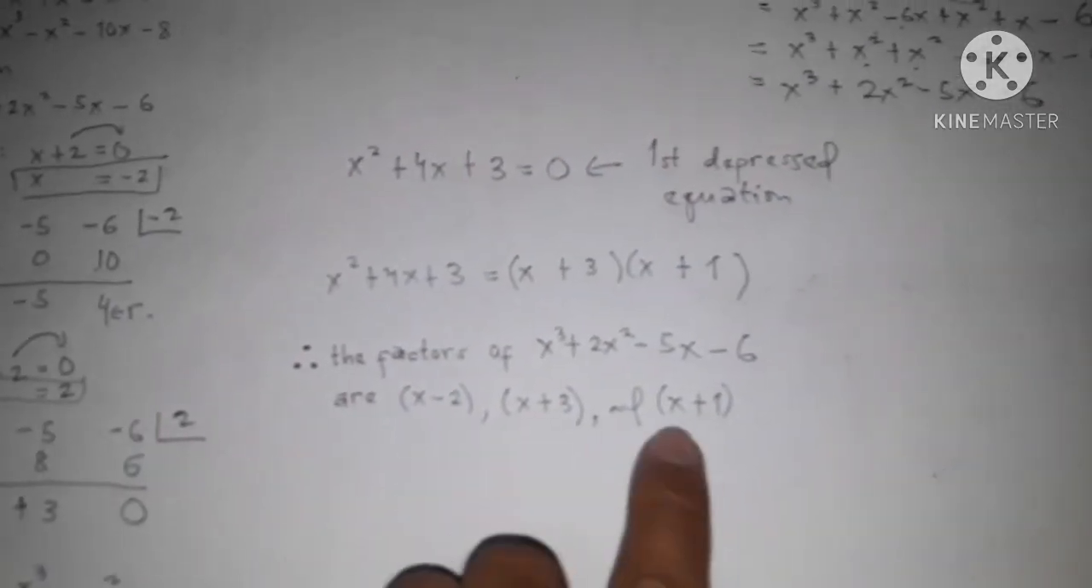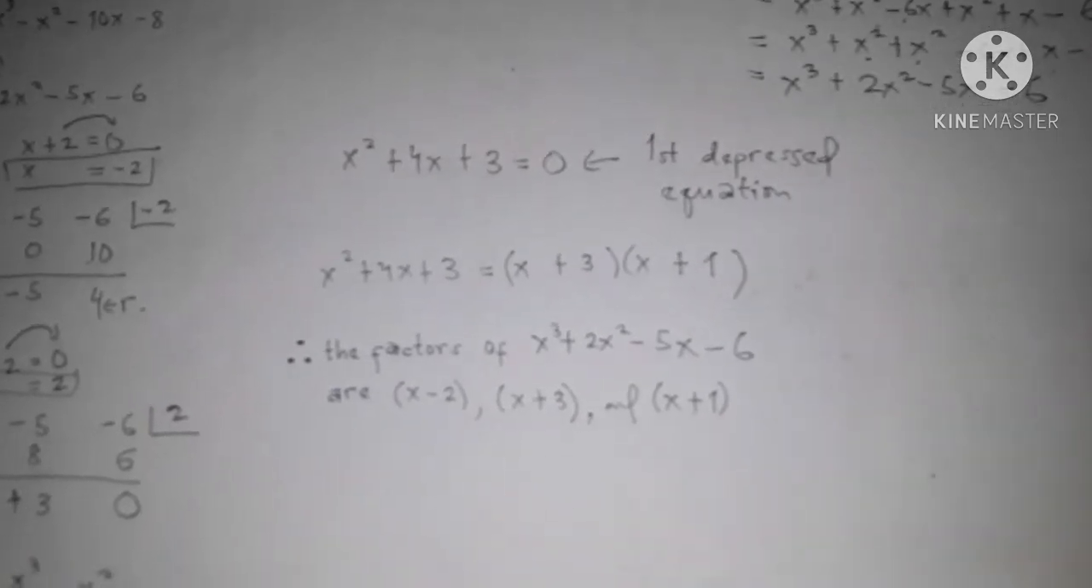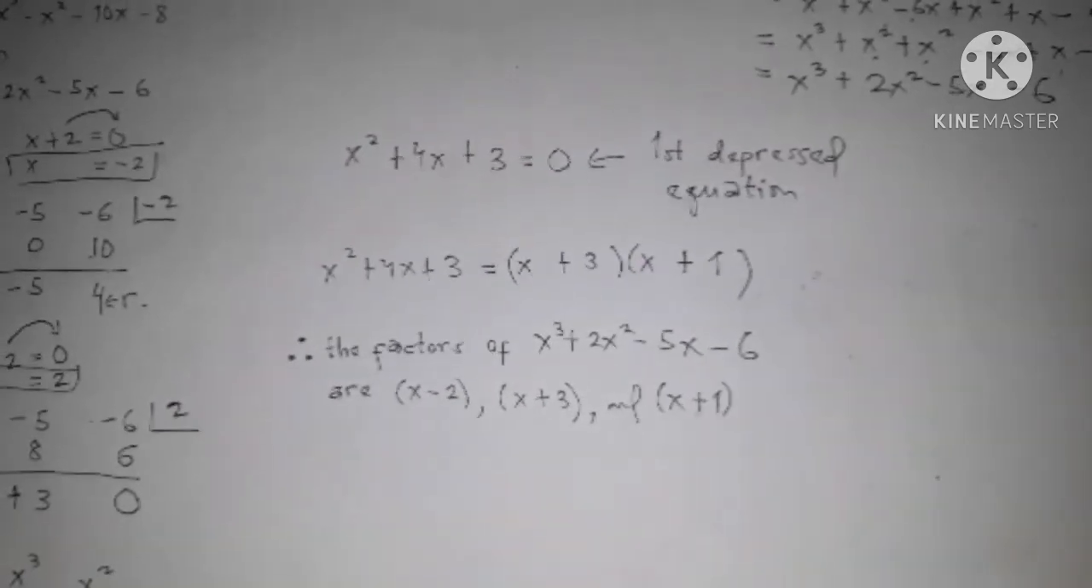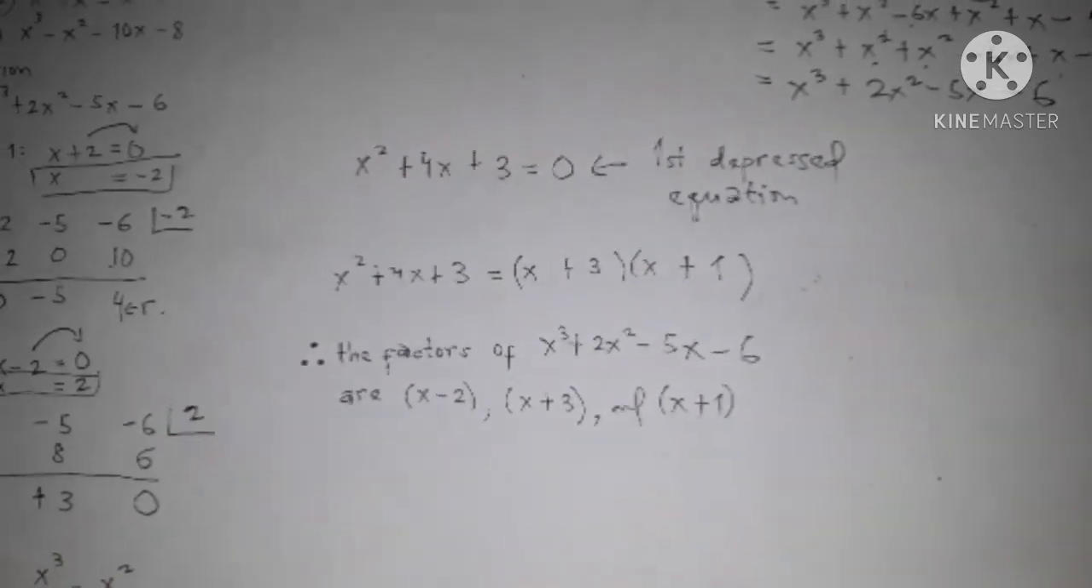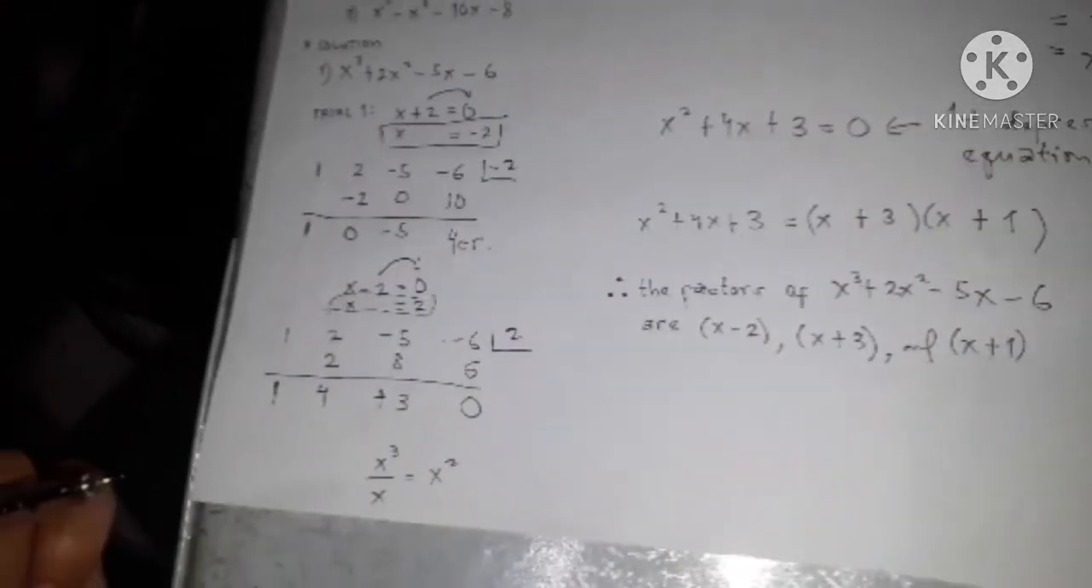Therefore, tama yung tatlong factors na nakuha natin. Again, pwedeng magkabali-baliktad yung kanilang arrangement. Depende sa kung aling factor ang una ninyong makukuha by using the TAE method or known as trial and error method.